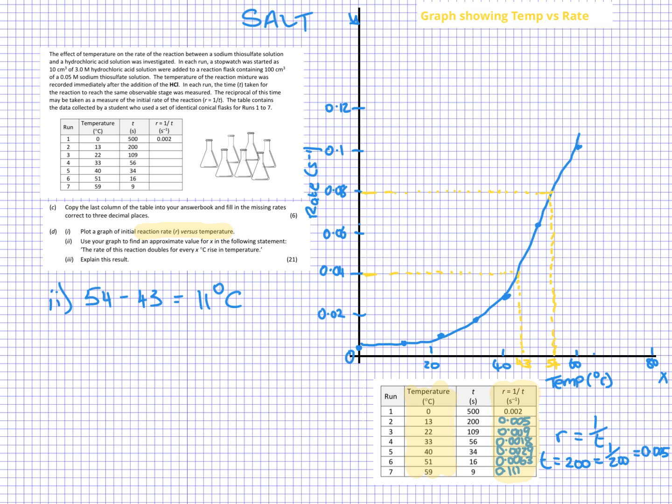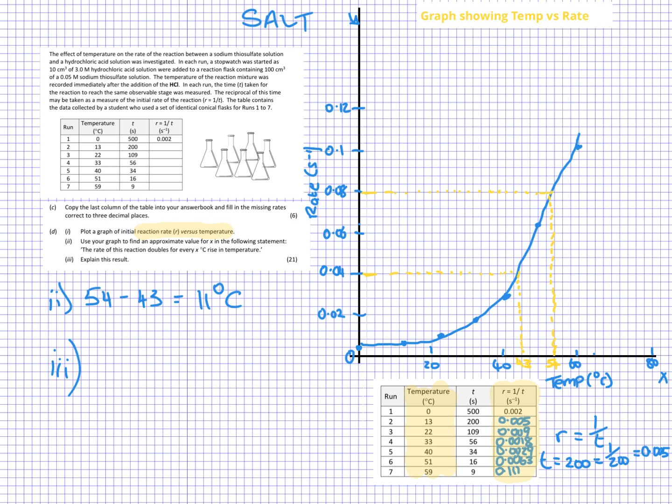Now, if you do that for every double value on your graph, you will get the same. So if you were to do that for 0.02 and 0.04 or 0.06 and 0.12, you would get a similar answer to D part 2. So the last part then of part D is D part 3. And this says to explain your results.